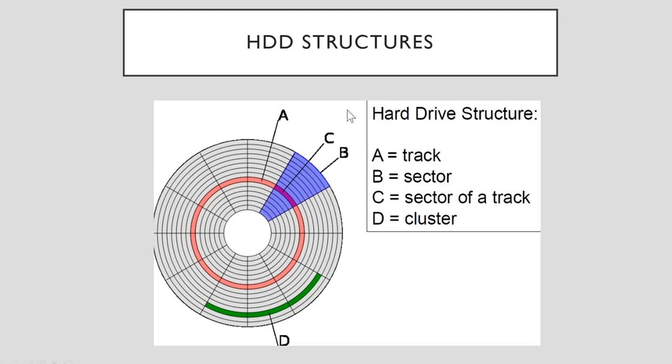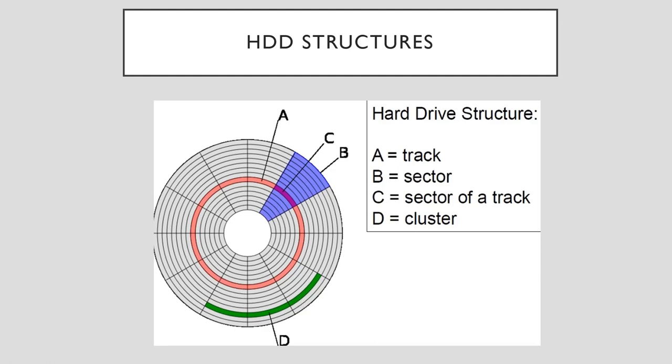Okay, so here is the slide about those terms. We say sector, the B, this one. When sectors come together, we call it a track. So track is the A in here. It's a circle on the disk. Do you see that?